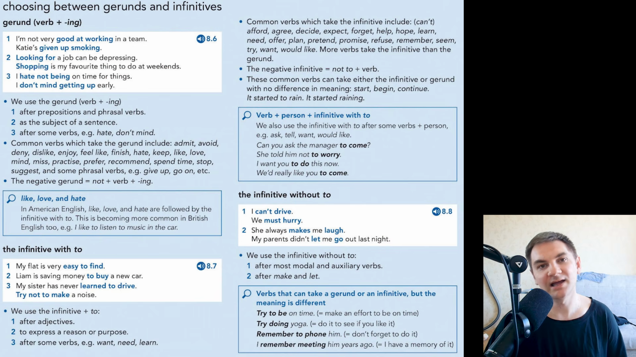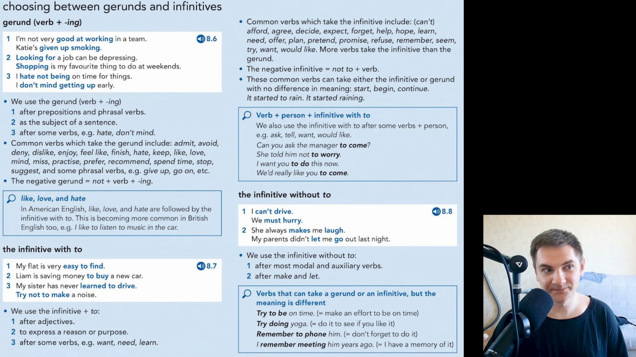After make and let. And final one, verbs that can take a gerund or an infinitive, but the meaning is different. Try to be on time, make an effort to be on time. Try doing yoga, do it to see if you like it. Remember to phone him, don't forget to do it. I remember meeting him years ago, I have a memory of it.